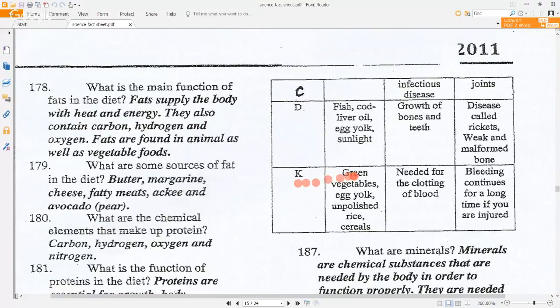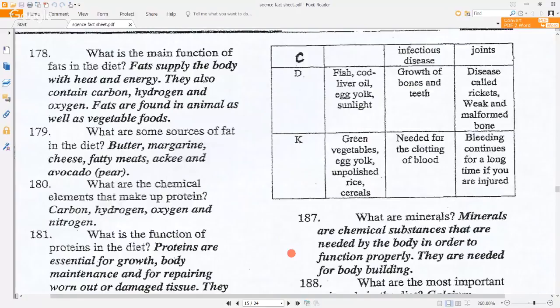Vitamin K found in green vegetables, egg yolk, unpolished rice, cereals, etc., and needed for the clotting of blood. If you don't have it, this is what happens. Bleeding continues for a long time if you are injured.